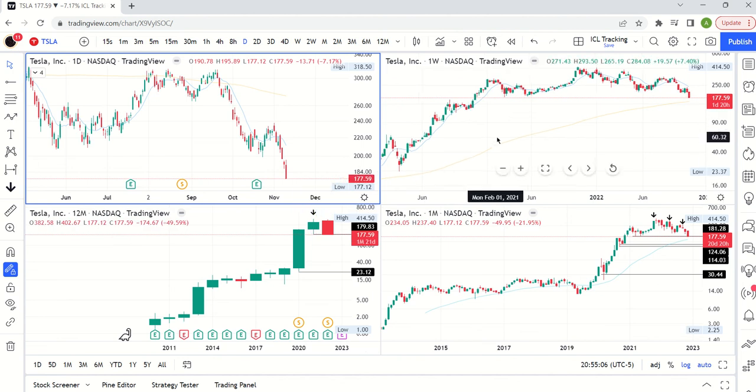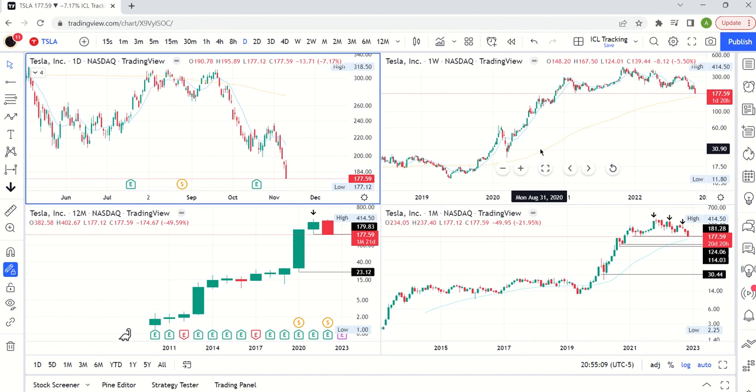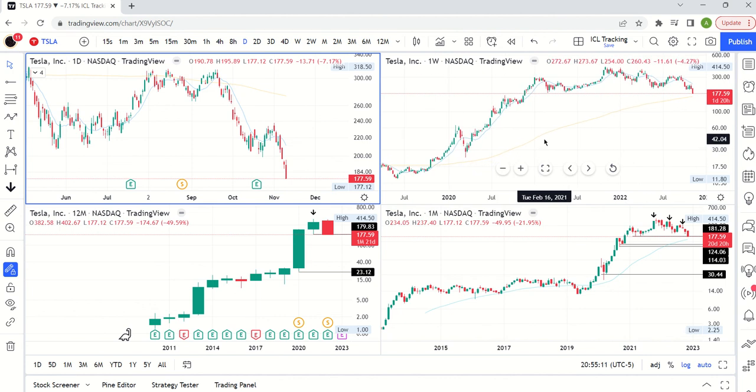We'll watch the price action in real time and report back on this channel. That's how you think about the stock unemotionally, using levels, understanding price action.